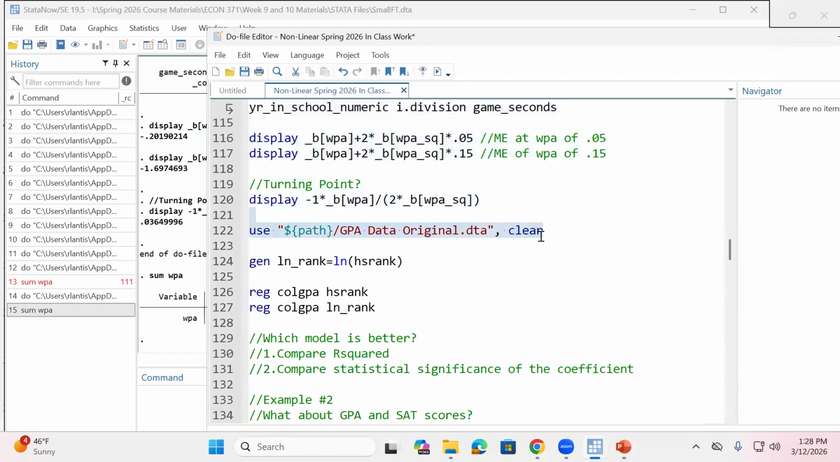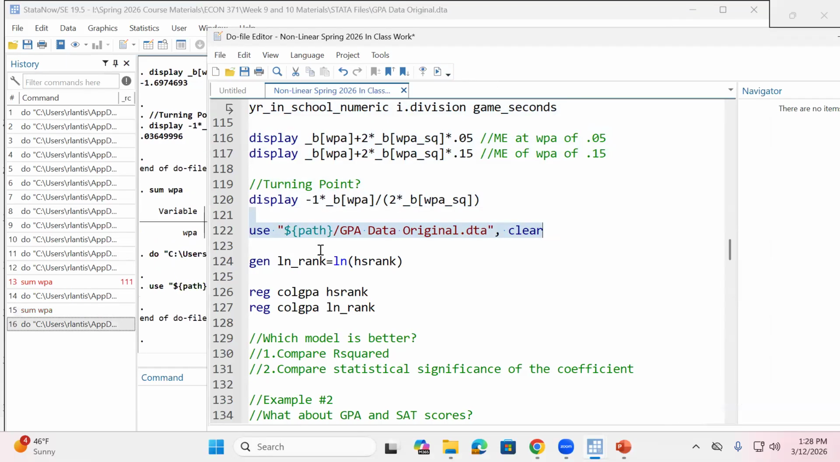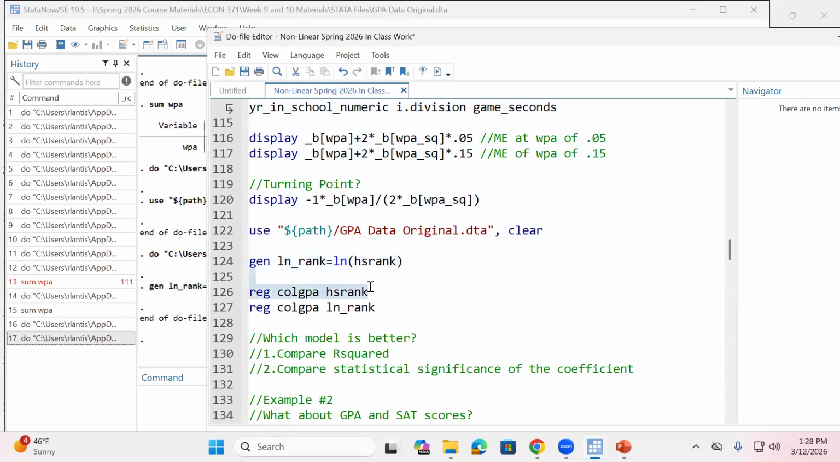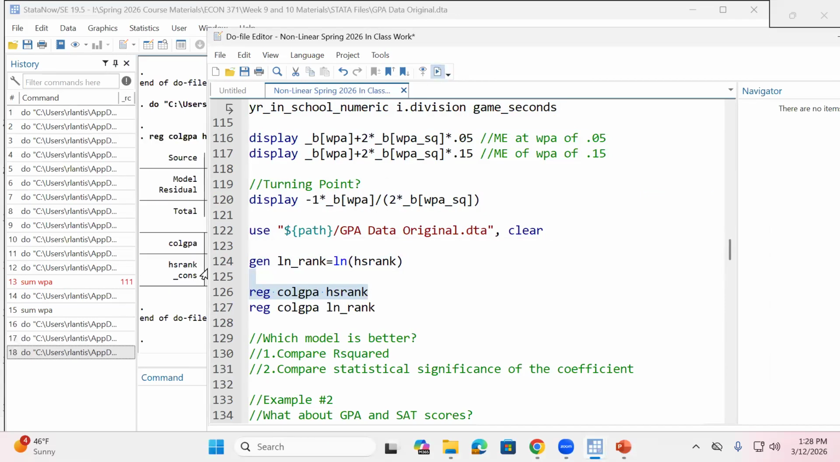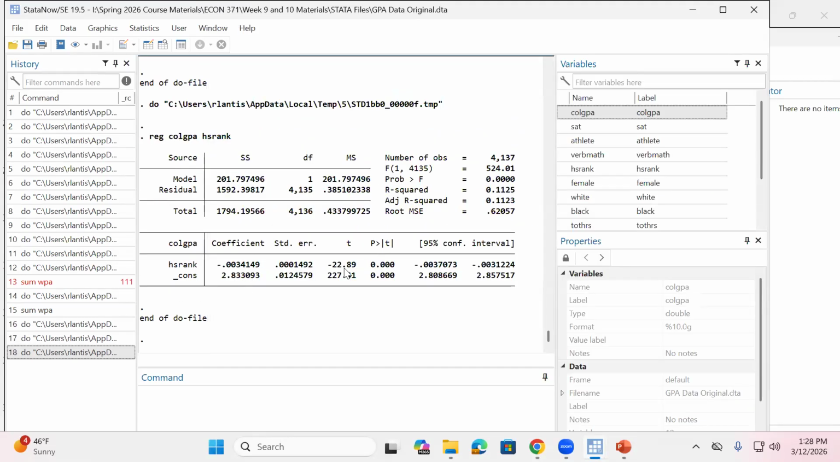I'm going to open up this GPA original data set that I've got on Canvas. Here's where I'm going to create the natural log of this high school ranking, right? So I'm going to do that. I'm then going to run my linear model, same models we've been looking at. So the interpretation here would be, if my high school ranking goes up by 1, I'm actually getting a college GPA that's lower. Well, think about why.